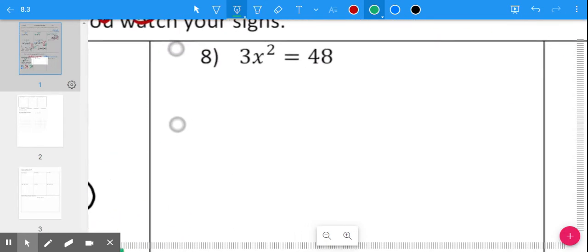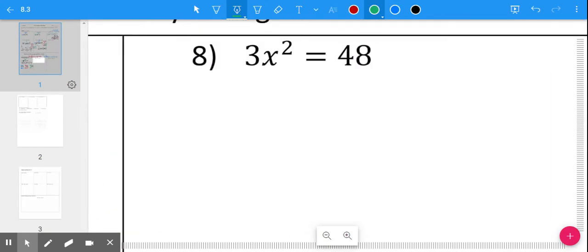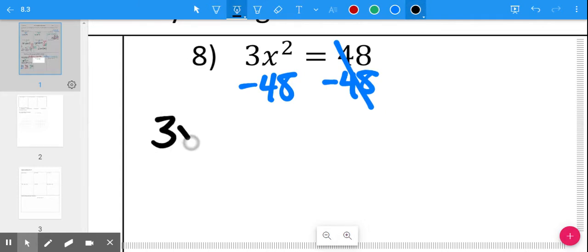So let's look at the next one. So the first thing you want to do is set it equal to 0. So in order to get that 48 to the left side, I have to subtract it. So this crosses out and leaves me with 0. So on the left side, I have 3x squared minus 48. They are not like terms, so you cannot combine them, equals 0.